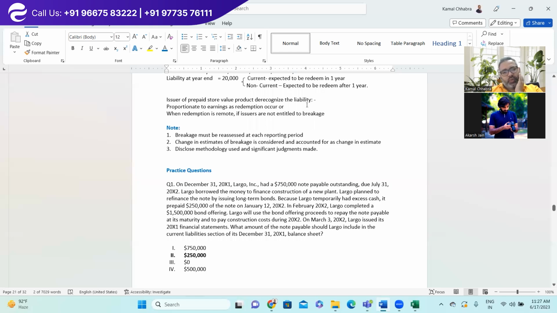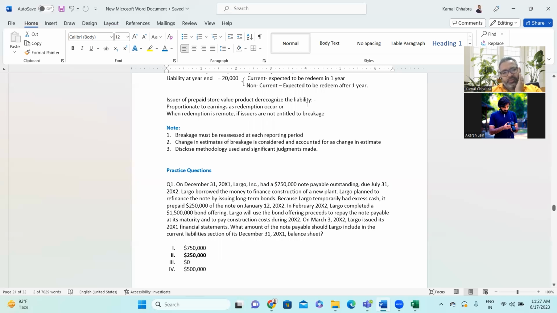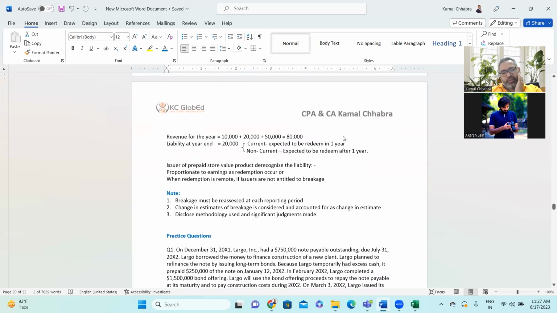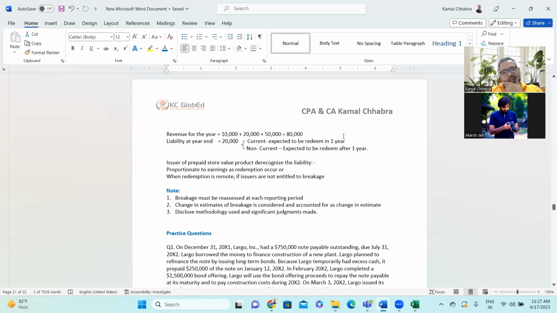Breakage note over here, breakage must be reassessed at each reporting period. This $50,000 is coming based on your best estimation of the expiry, right? So this needs to be reassessed every year. Change in estimate of breakage is considered an accounting for change in estimate. What is accounting for change in estimate? Prospective impact or retrospective impact? Prospective. Right? So change in accounting estimate always has prospective impact. So you are not required to change any previous year financial statement.